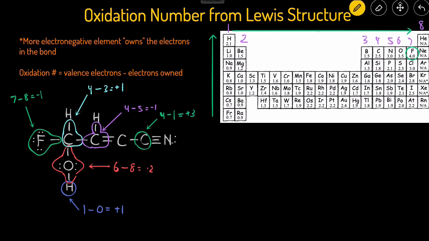And then lastly, let's take a look at nitrogen. Nitrogen we know is more electronegative than carbon, so it's going to own all the electrons in the nitrogen-carbon bond, and it's also going to own the electrons in the lone pair. Then its oxidation number will be 5, since its valence electrons are 5, minus 2, 4, 6, 8, minus 8. So its oxidation number will be -3. And that's how you can calculate oxidation number when you're given a Lewis structure. Just start by circling the electrons that the element owns, and then use the equation: oxidation number is equal to the number of valence electrons minus the electrons owned.